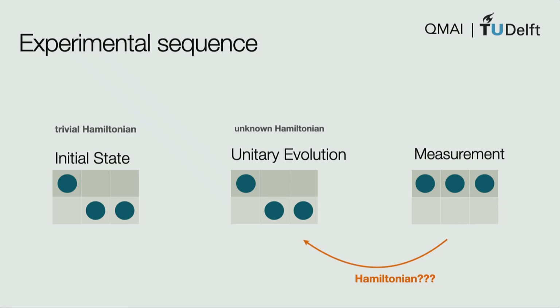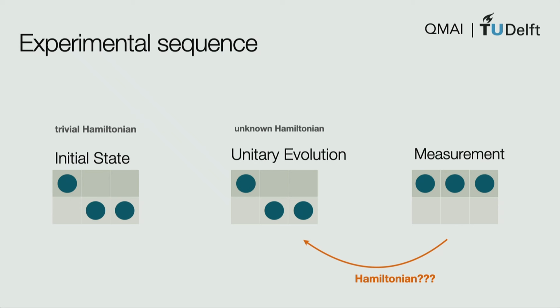A common experimental sequence in this setting is this one. You have some initial state that you know how to prepare. For example, you can be deep in a Mott phase where you have some Fock state. So you prepare some state that is the eigenstate of some trivial Hamiltonian. Then you do something that people call a quench. Did that come up in your morning lecture?